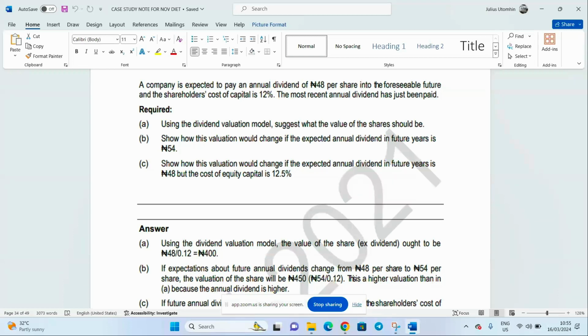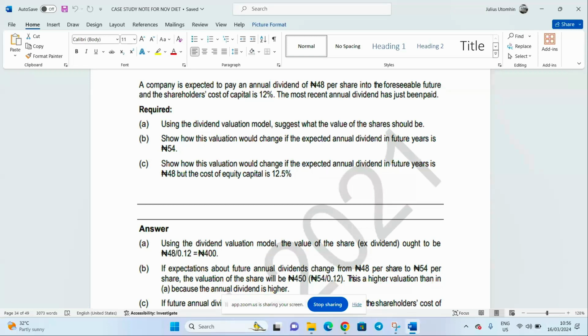Let's take it one after the other. Based on what I just explained, using the dividend valuation model, suggest what the value of the share should be. According to what I read to us, it is dividend divided by cost of capital. So, dividend is 48 naira divided by 12%.